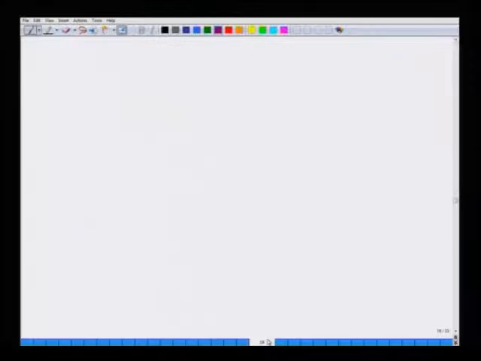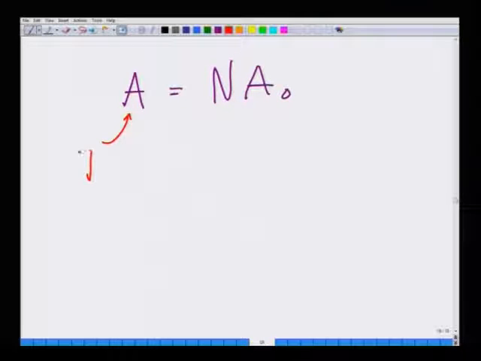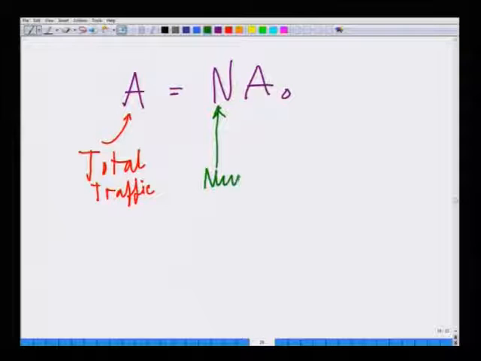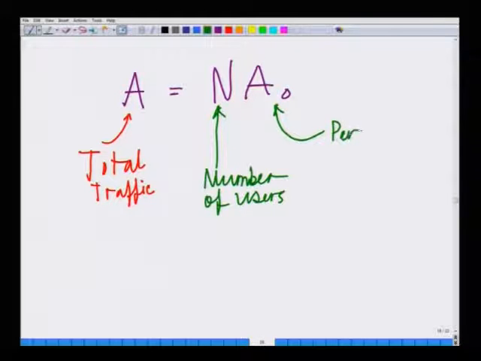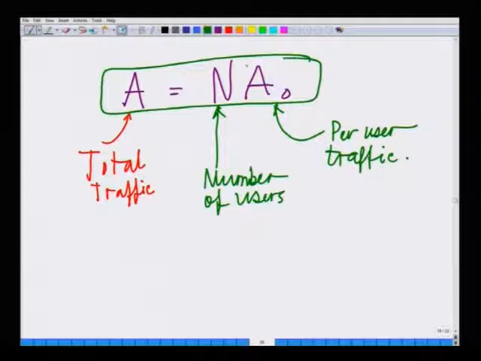A equals n times A naught, where A is the total traffic, n is the number of users, and A naught is the per user traffic. This is the expression that we have for the traffic in this cellular communication system.